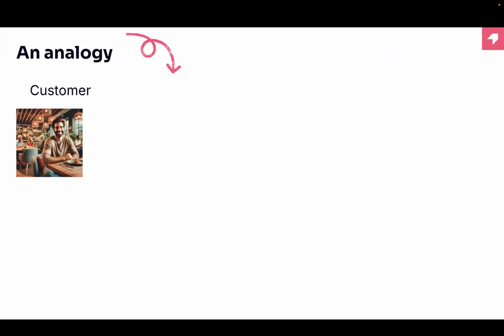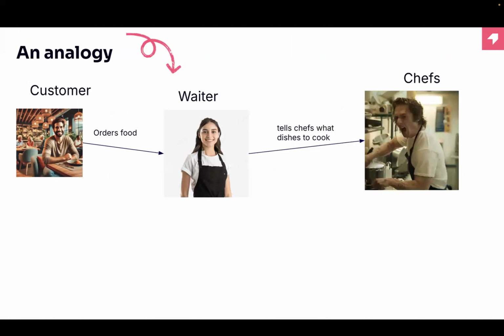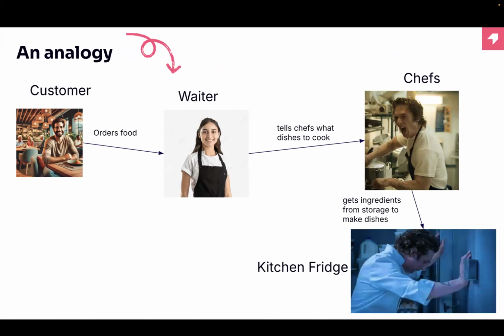So here's an analogy. Say you have a customer and you're at a restaurant. The customer orders food from a waiter. The waiter then tells the chef to cook something. The chef goes into the kitchen fridge to get some ingredients to make their dishes. Once they make their dishes, they give it back to the waiter, and then the waiter gives it back to the customer, and hopefully they're happy. This is how a kitchen works. There's more to it, obviously, but I'm not going to go into that.